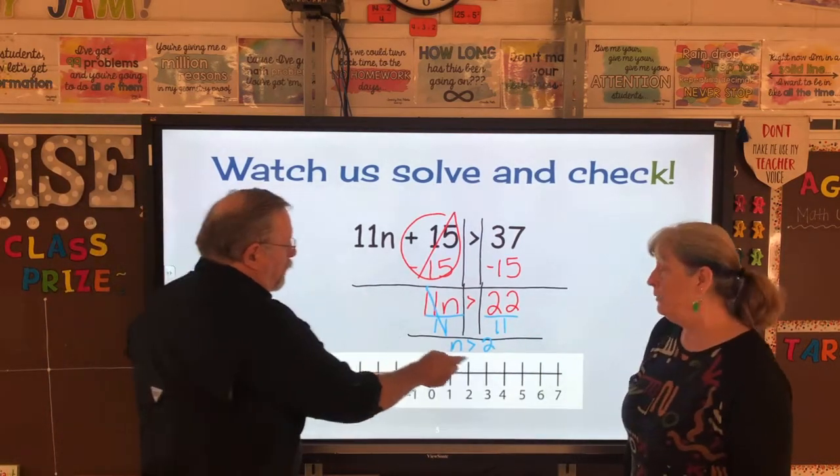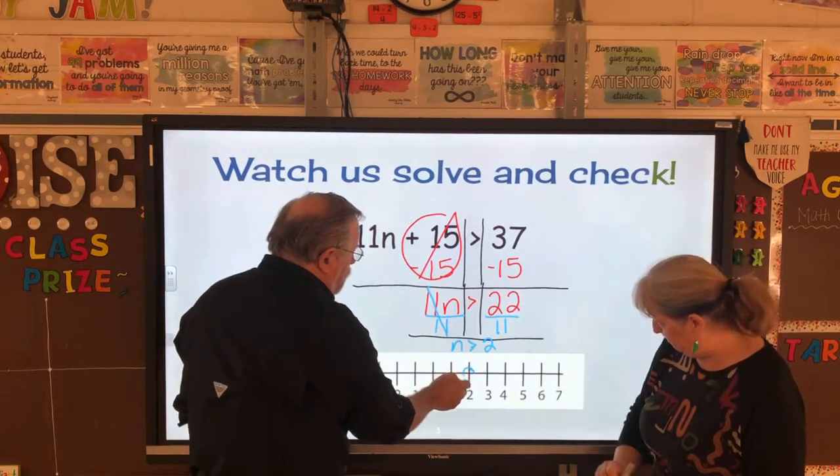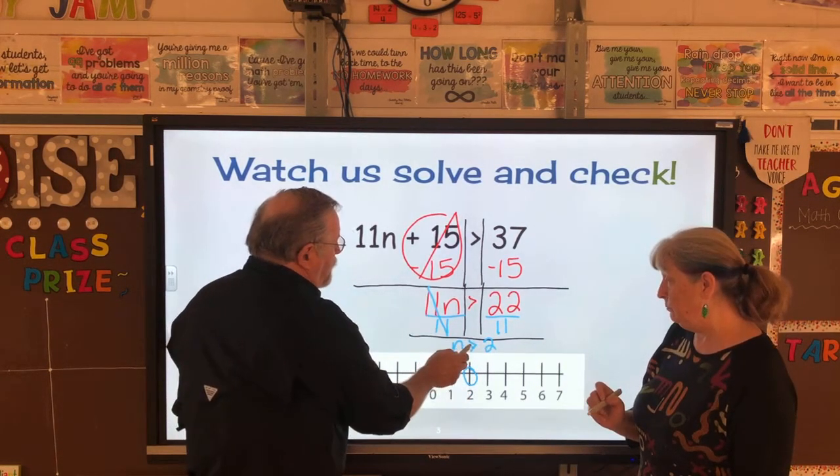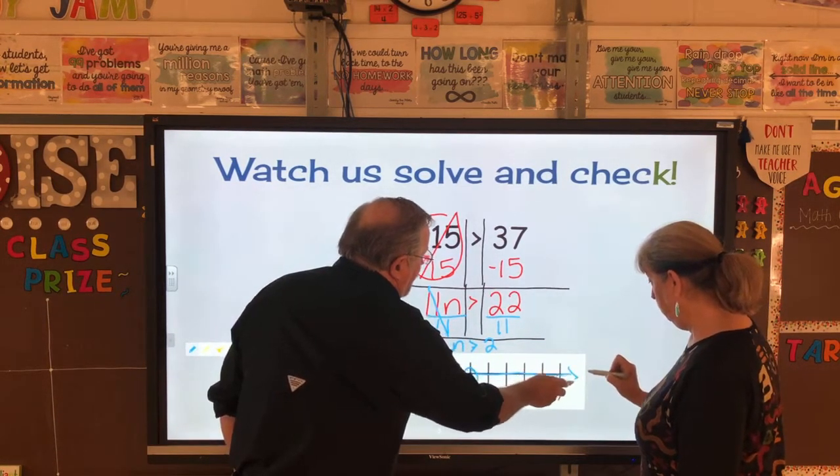Okay, so we're going to go to the 2, right? Right. And there's no line underneath it, so I'm going to put an open circle. And then n is greater than 2, so I'm just going to follow the arrow. So n could be any of these things.